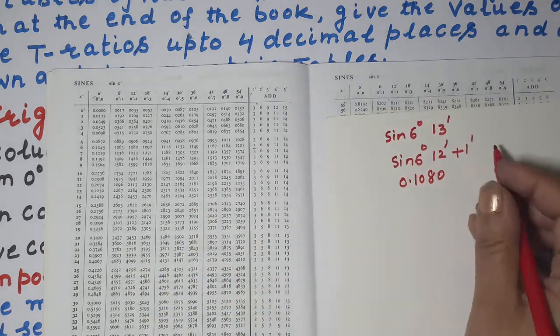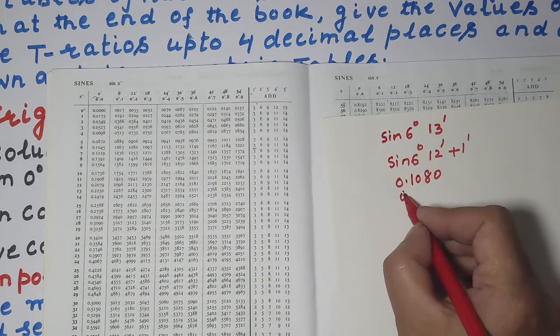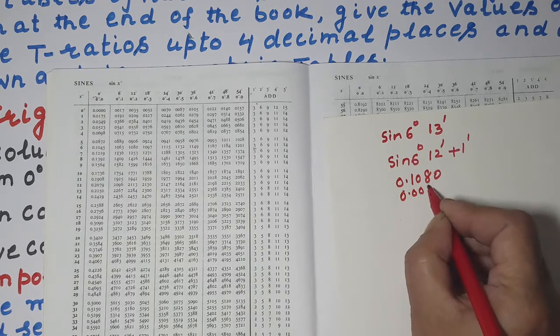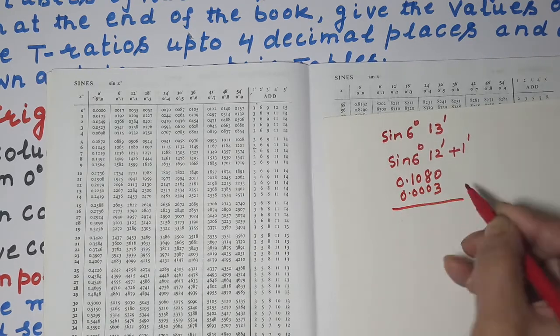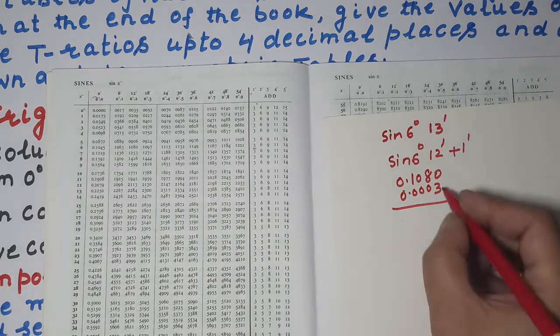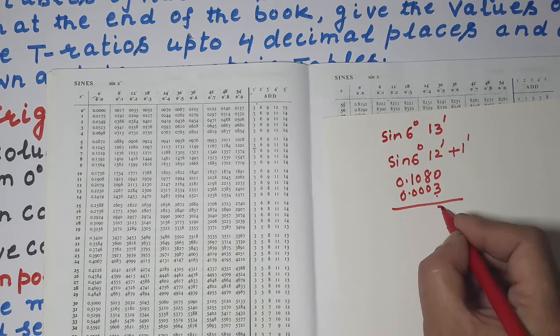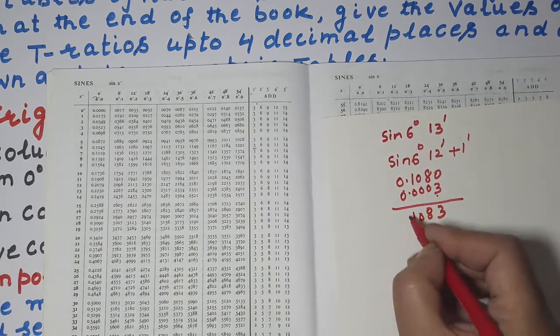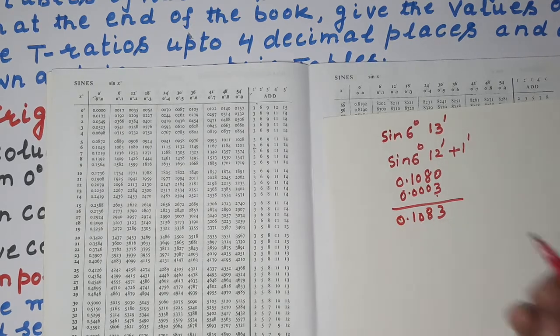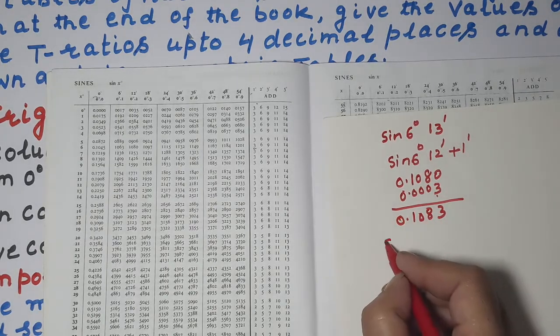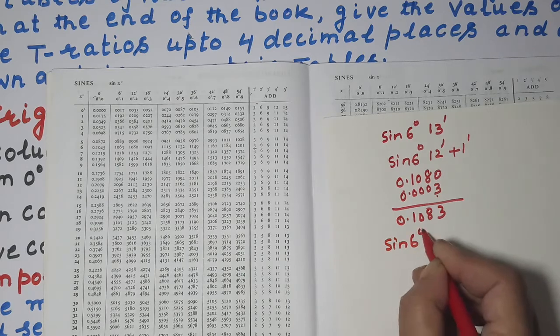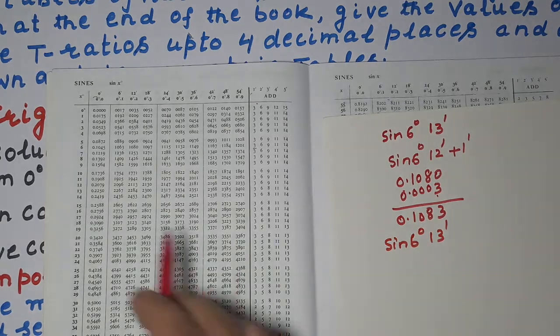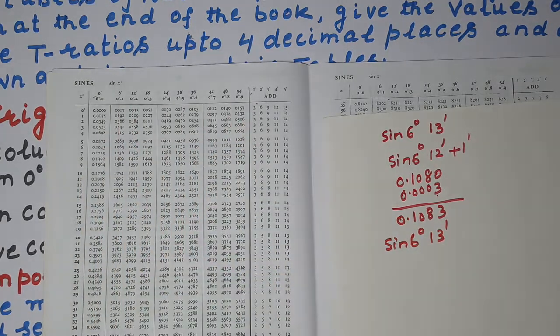Now in case of sine, it is to be added. So it is 0.0003. I told you that mean difference is very small. So if I add these two values, I'll get 0.1083. This is the value for sine 6 degrees and 13 minutes. That's how we find the values.